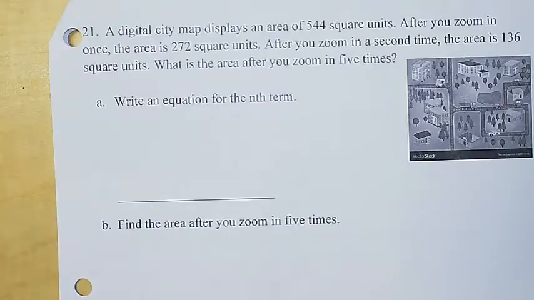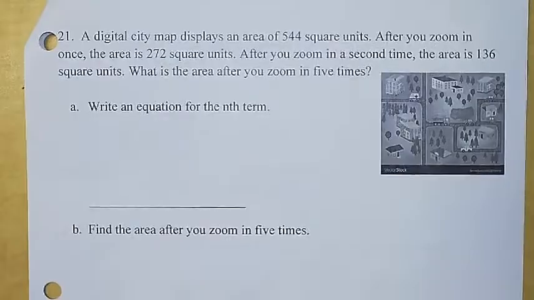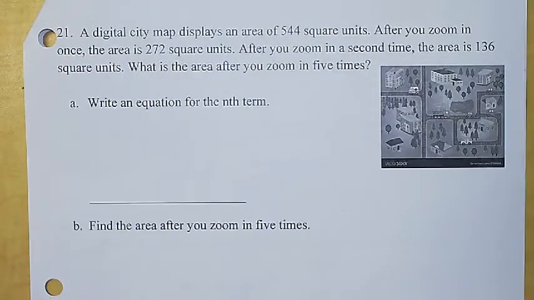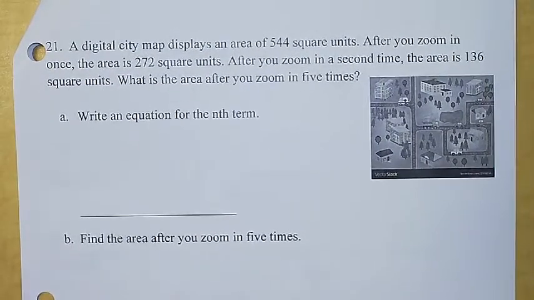So we're going to do one of these word problems. We'll finish off with that. We'll do the other one together. Let's take a look at this digital city map. There is one thing you want to be on the lookout for these, so please pay close attention. We're almost done. So a digital city map displays an area of 144 square units.